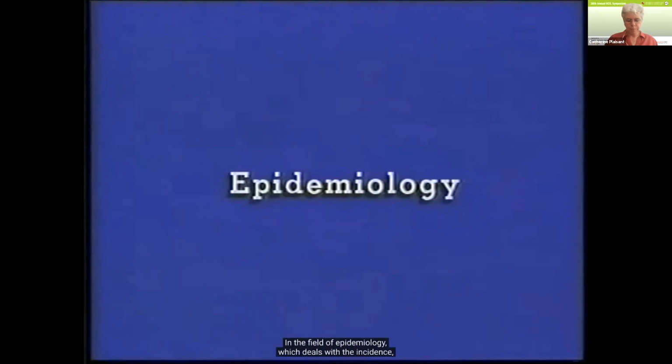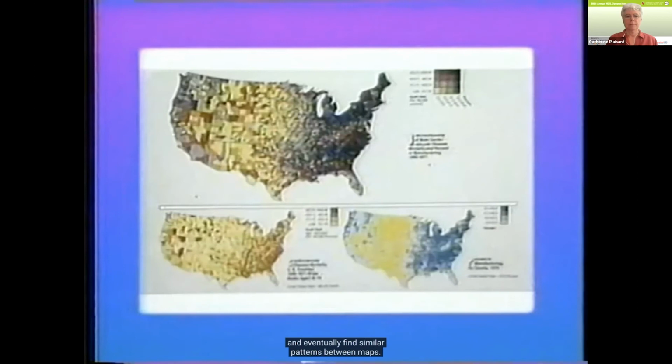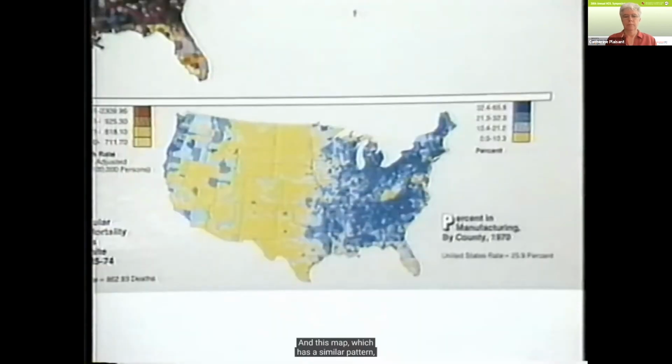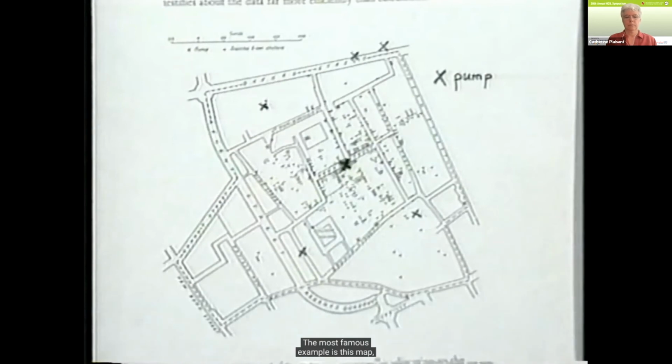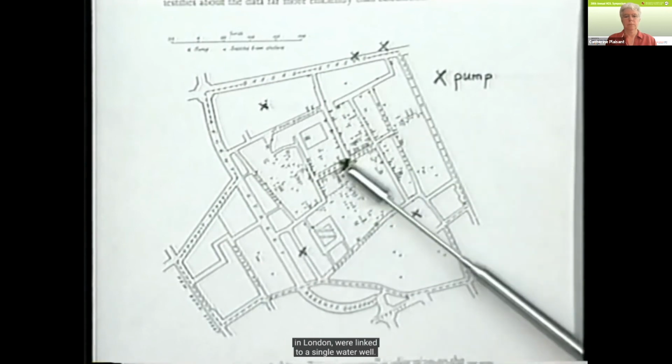In the field of epidemiology, which deals with the incidence, distribution, and control of diseases, maps are often used to identify geographic clusters and eventually find similar patterns between maps. For example, these show rates of cardiovascular disease mortality, and this map, which has a similar pattern, shows the percentage of the population working in manufacturing. The most famous example is this map, which showed how all the cholera cases in 1854 in London were linked to a single water well.